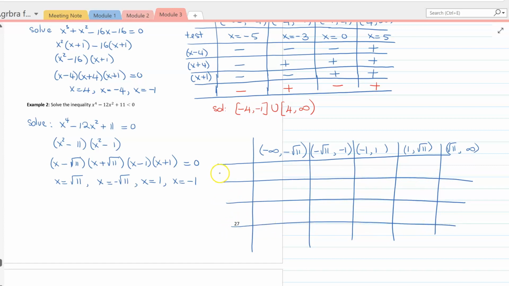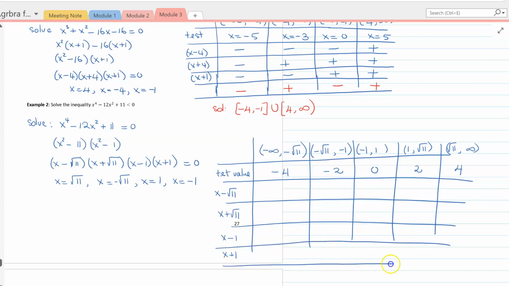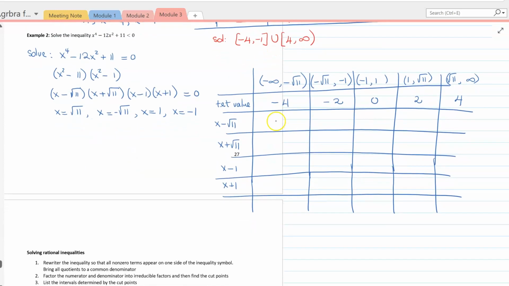Okay, we have test values. So root 11 is less than 4. So we'll do negative 4, negative 2, 0, 2, 4. And we look at x minus root 11, x plus root 11, x minus 1, and x plus 1. And we will have the result in the last row. Okay. So fill this out.